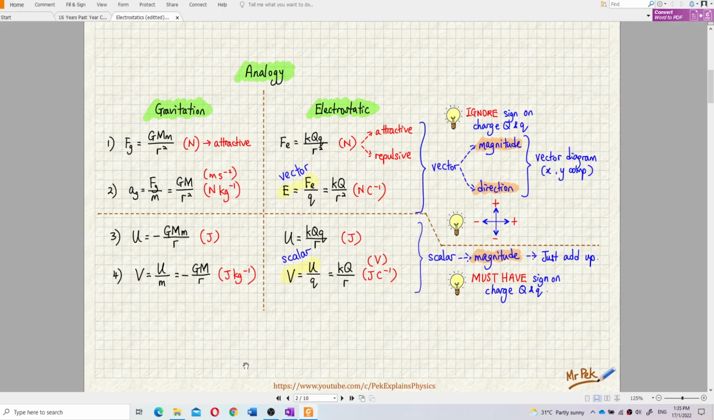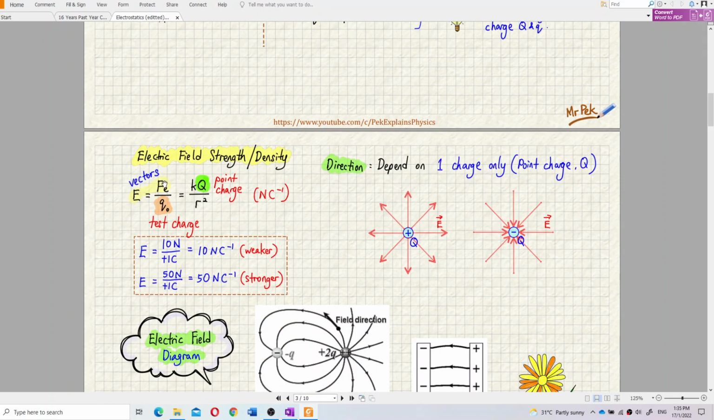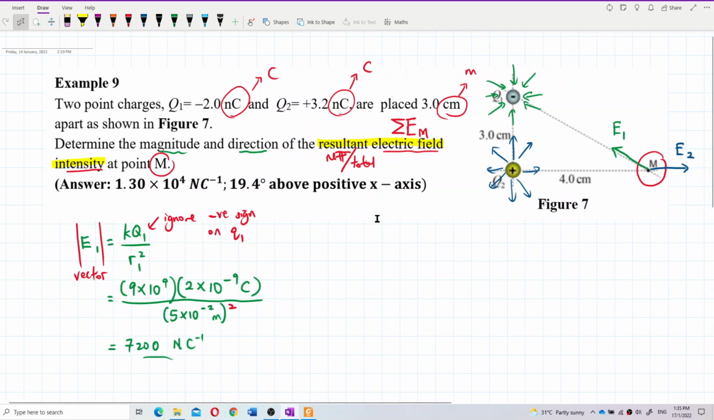Because electric field is force per unit charge, so it's Newton per coulomb. That's the unit for electric field strength, Newton per coulomb. So we got already the E1. Now we need to calculate E2.